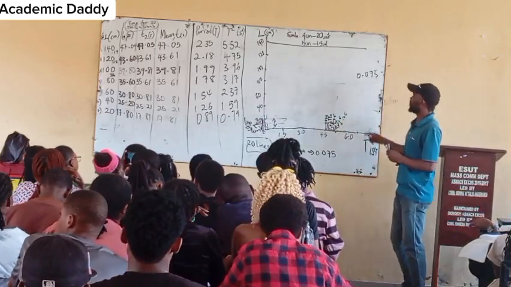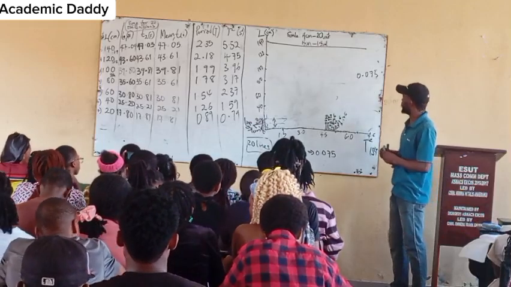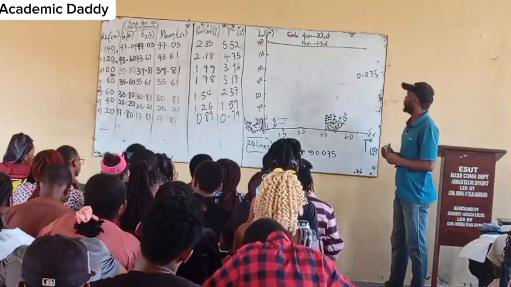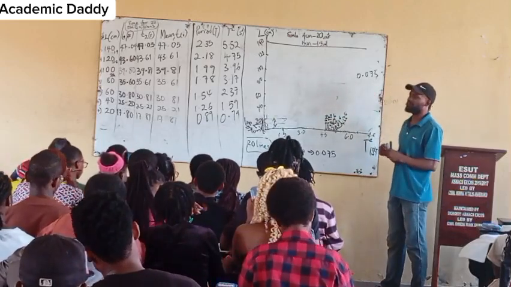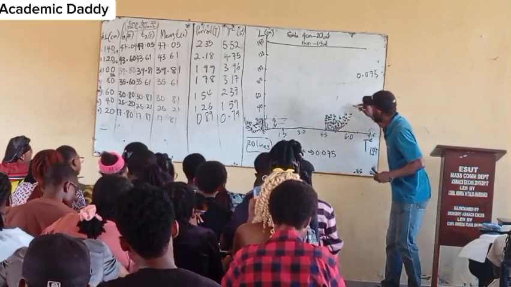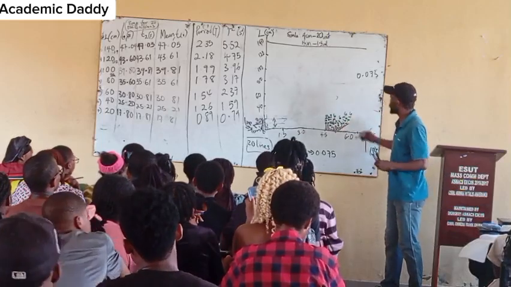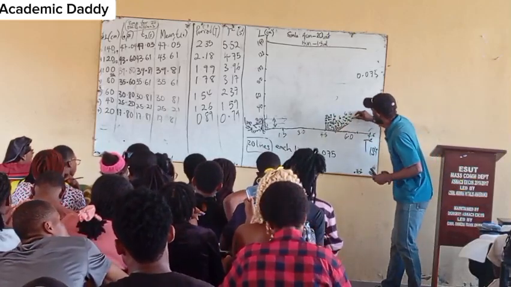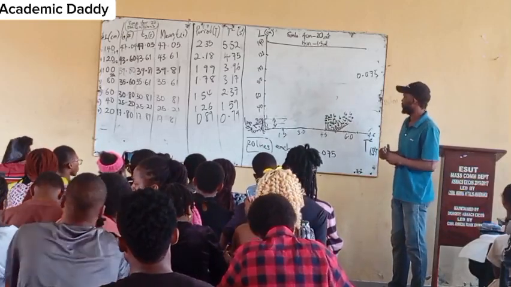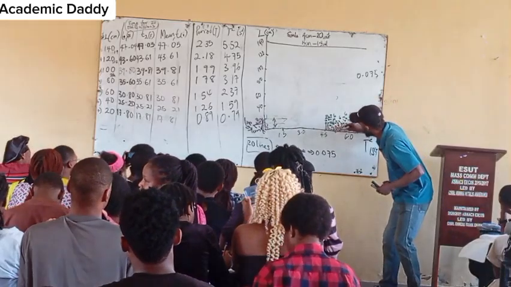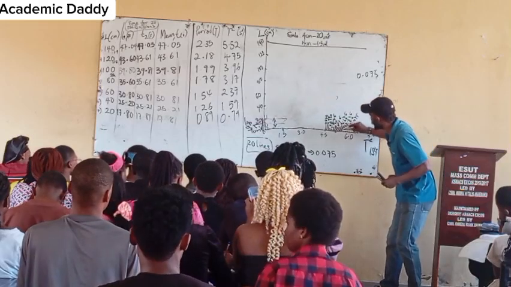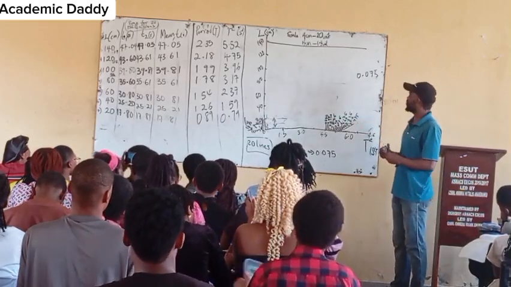5.175. Okay. Now 5.175 plus 0.075. 5.25. Okay. 5.25 plus 0.075. 5.325. Okay. 5.325 plus 0.075. 5.4 plus 0.075. Should be this one. Now 5.475 plus 0.075.